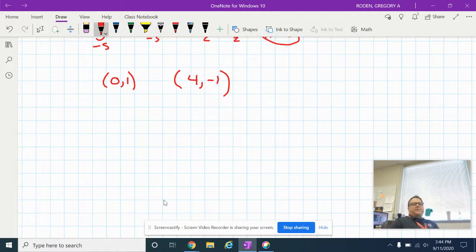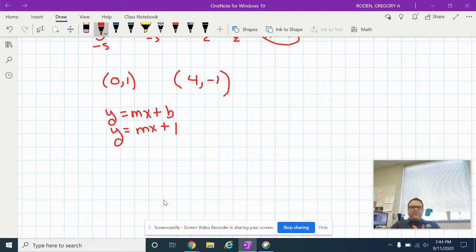Well, the first thing you probably can see right away is that I was nice to you and gave you a y-intercept. So now we know that in y = mx + b, the point (0, 1) gives us our b, this is our y-intercept. So we have y = mx + 1.